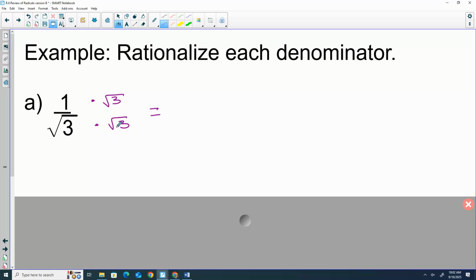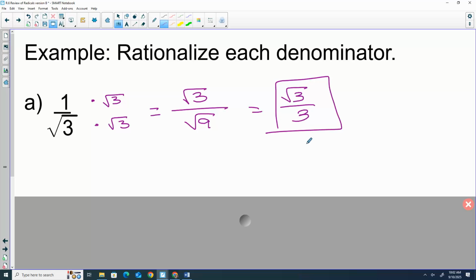Okay, all we just did right there is multiply by 1, doesn't change anything. But the reason this works, 1 times the square root of 3 is the square root of 3. Square root of 3 times the square root of 3 is the square root of 9. And what is the square root of 9? 3. So we made a perfect square on the denominator. That way the square root would drop out and we could simplify.